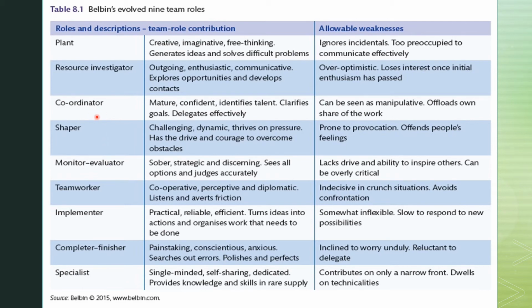So some of these words: coordinator, shaper, monitor evaluator, team worker, implementer, completer finisher, specialist. Now these could all take a different meaning. But again, these are some of the contributions or roles and descriptions, allowable weaknesses. So I think Belbin is a he, trying to be kind and saying that nothing's perfect, but to know what can go wrong, but is still functioning within an entity.